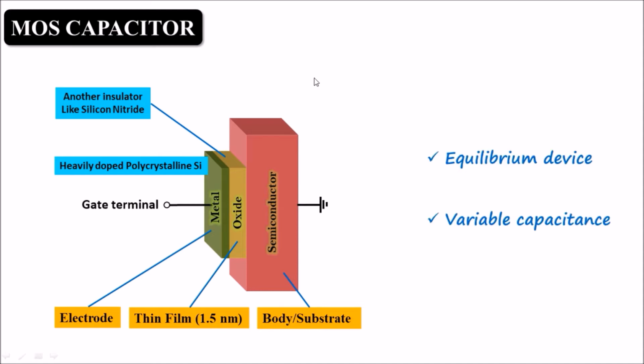And this capacitor is an equilibrium device, meaning whatever voltage we apply across these two terminals, the charge carriers will not pass across these two terminals. And it has variable capacitance, meaning by changing the voltage, its capacitance value will change. This MOS capacitor is, in short, called MOSCAP.